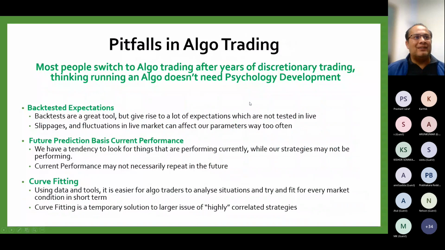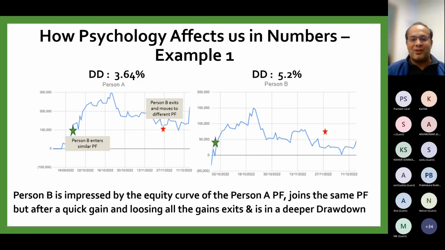So we talked about pitfalls. And now we'll look into some of the things that affect us, the psychology numbers. I'm going to refer to a couple of examples here. We have a case of a person A and a person B. This is real data of those people, and we know those people. We have taken their consent, of course, without sharing their names. Person A had a portfolio that they had been running for some time, and you can see the portfolio's performance here. It basically went from 0 to 3 lakh rupees of gain.